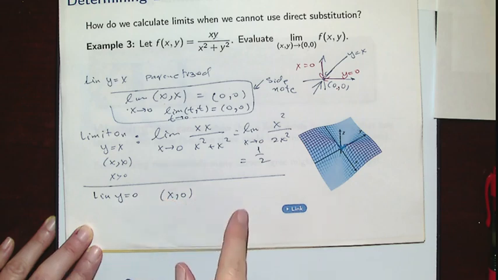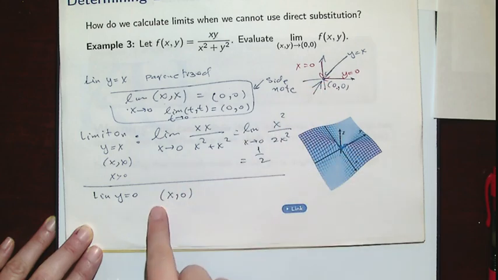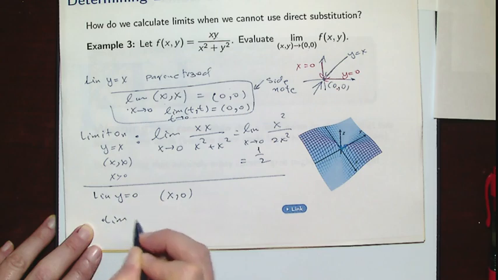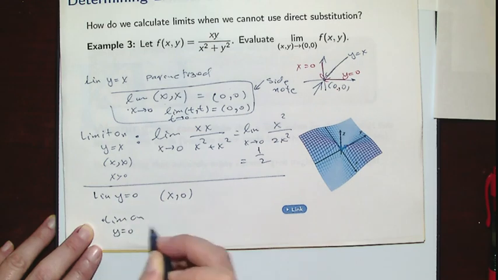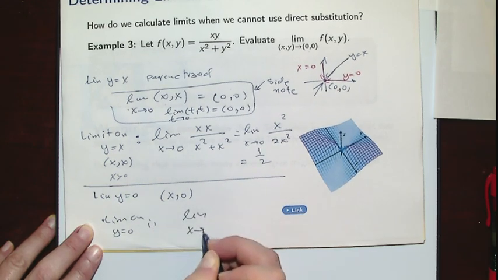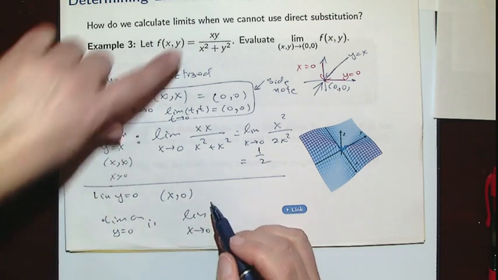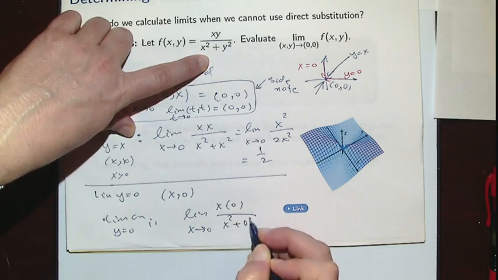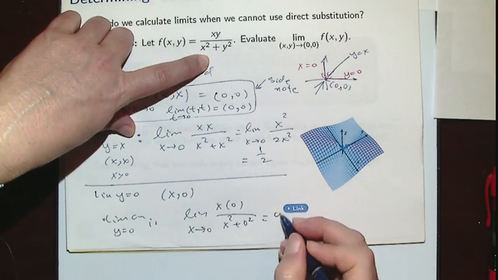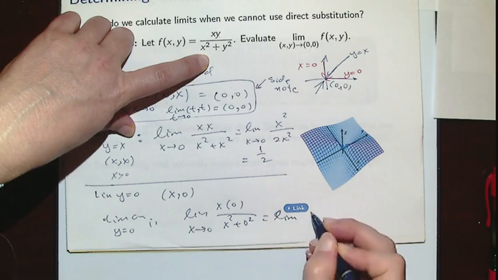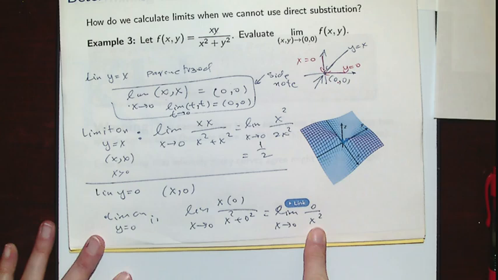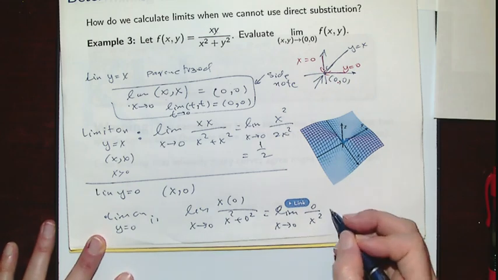X should approach 0. I want this to approach 0, 0, so x should approach 0. So the limit on y equal to 0 is the limit as x goes to 0. For x, plug in x. For y, plug in 0. So what do I get? I get 0 over x squared as x goes to 0. What is this limit? That one is 0.